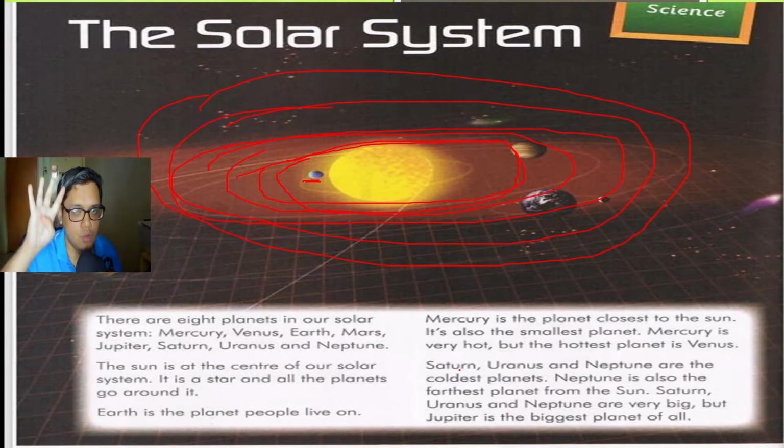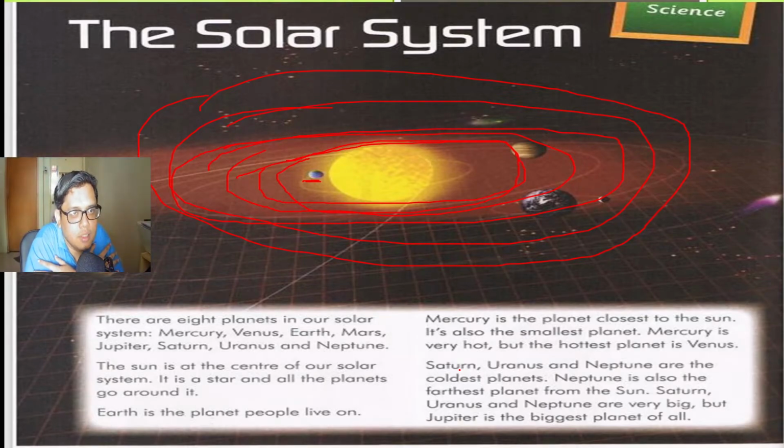Saturn, Uranus, Neptune, coldest planet. Okay, it's very cold. Neptune is also the farthest planet from the Sun. Let's say this is the Sun. Neptune is the farthest, very far. Number one, very far from the Sun.